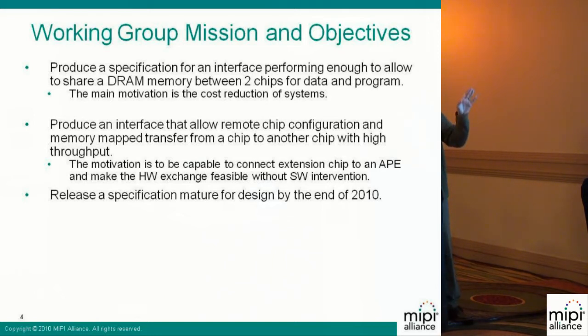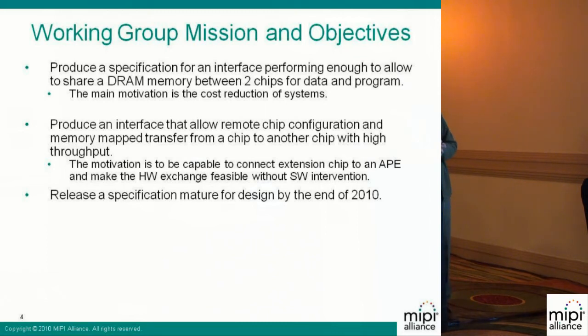And the main motivation for that is BOM cost reduction, because with LLI you can save, for example, a DRAM. If you imagine a system made with an application chip and a modem, normally in such a system you can have one DRAM for the modem and one DRAM for the application chip. With LLI the DRAM can be shared between the application chip and the modem. So it is a substantial BOM cost reduction for this system.